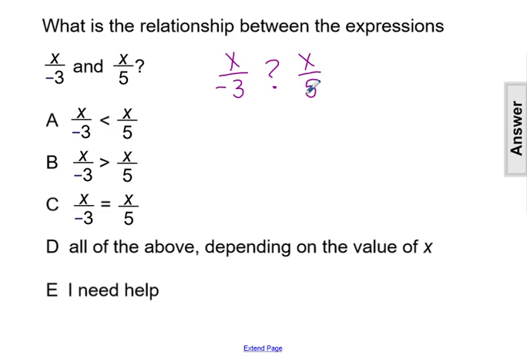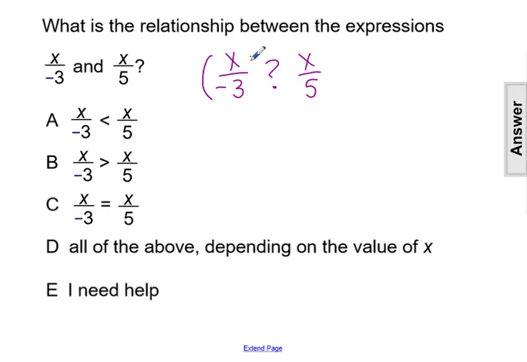That's what we're trying to see, if they're equal or less than or greater than, or all of them depending on the value of x. So now that we have our setup with the question mark, let's try to do the same steps and solve for x as if it were an equation. So the first thing is we try to get rid of the fractions.